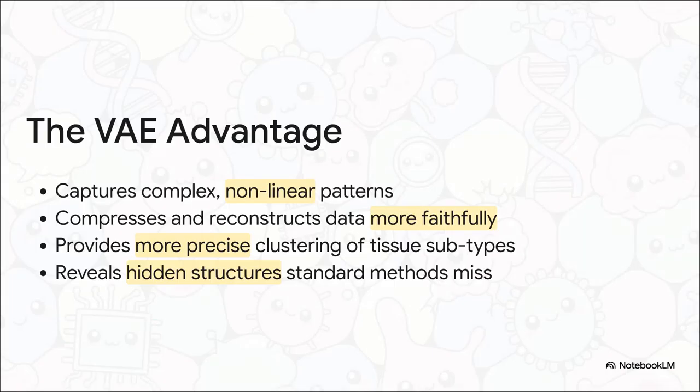So let's just recap the VAE advantage real quick. It actually captures those complex, nonlinear patterns that are at the heart of how biology really works. It compresses and rebuilds data way more faithfully. And because of that, it allows for this super precise identification of different tissue subtypes, and it reveals these hidden chemical signatures that older methods like PCA were completely blind to.